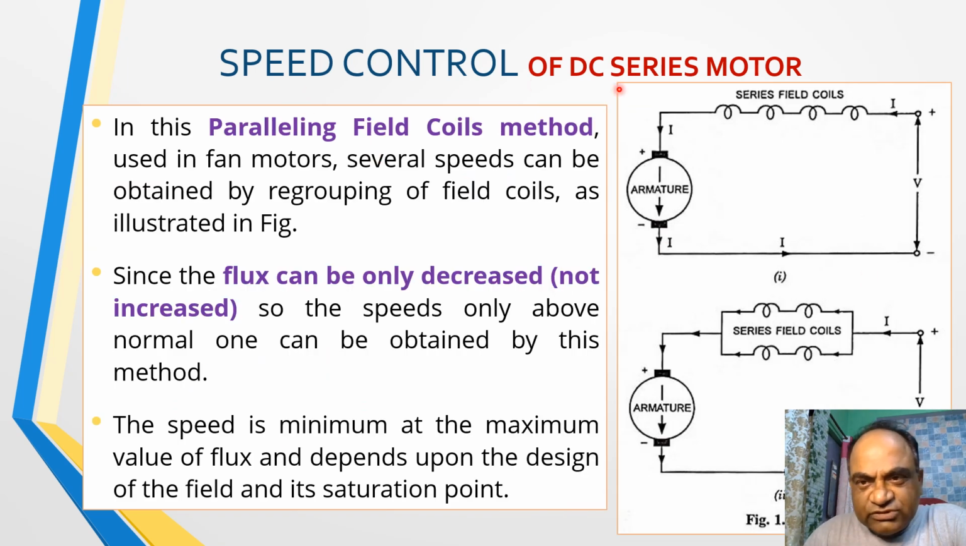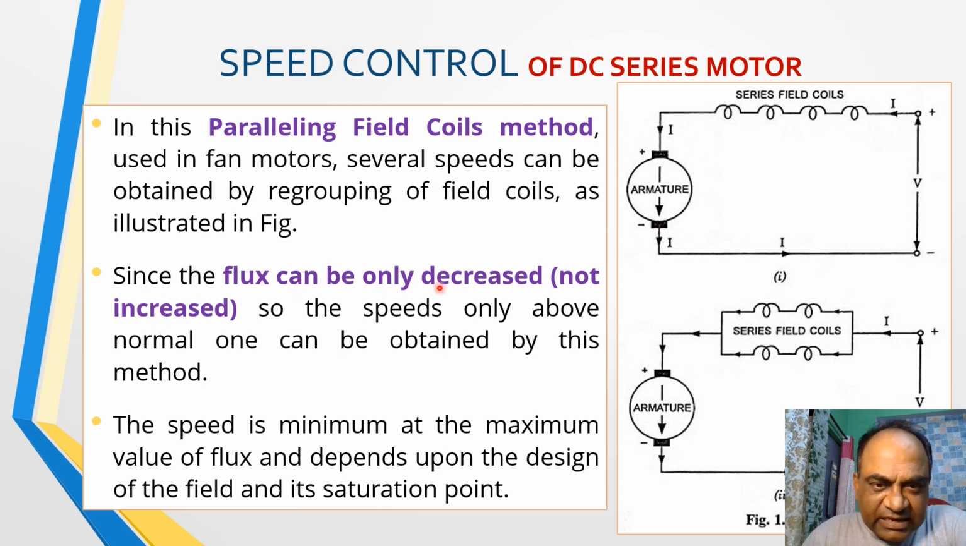Speed control of DC series motor. Here, series parallel control of field winding has been achieved. In this parallel field method, field coils are used in the fan motor. Several speeds can be obtained by a regrouping of the field coils as illustrated in this figure. So there are two situations that have been shown here.